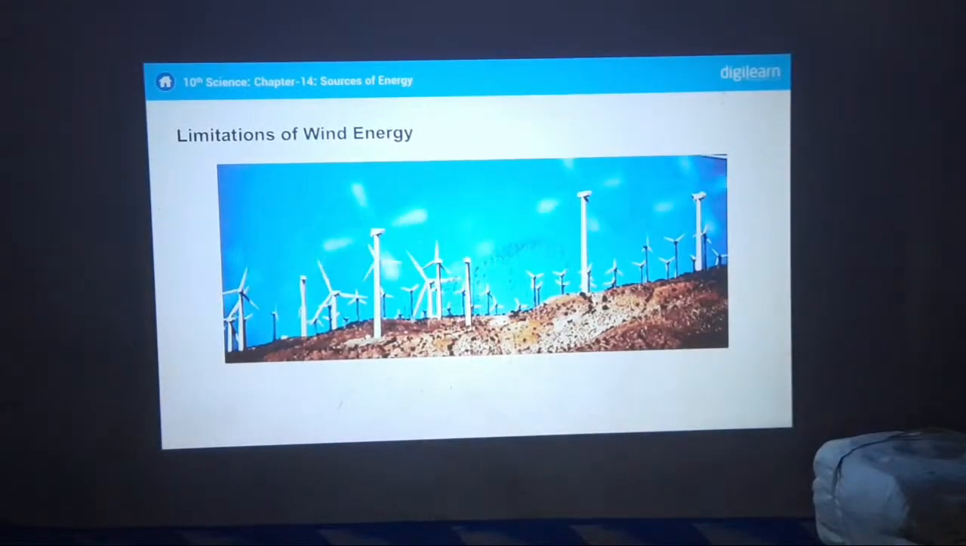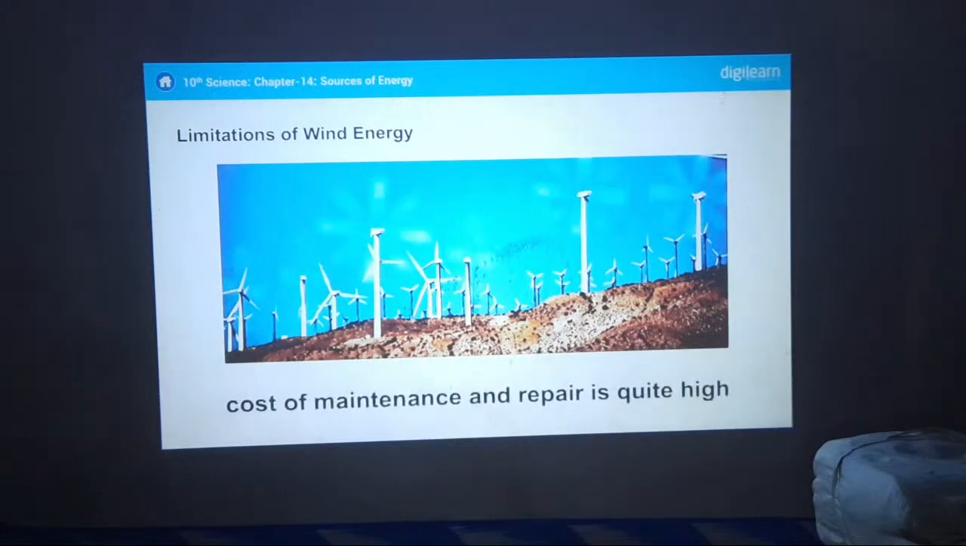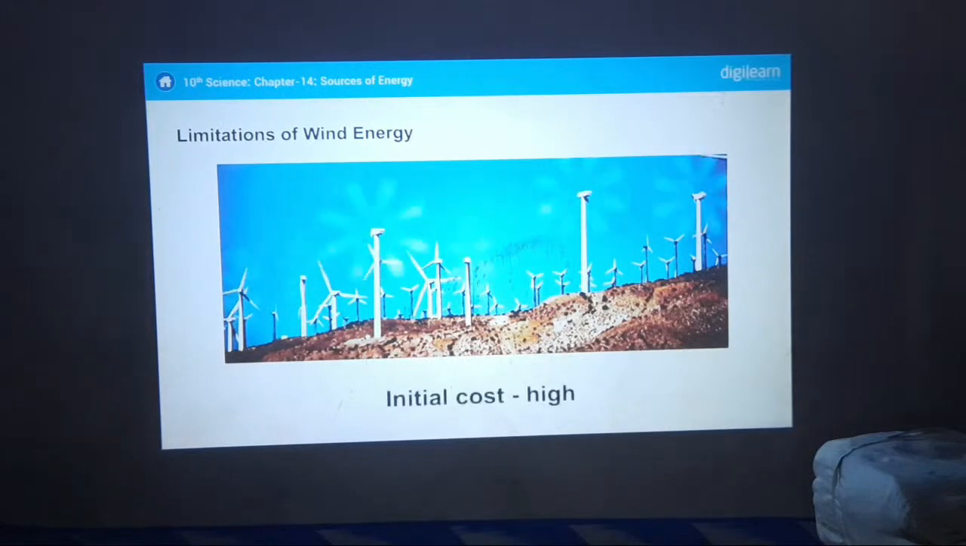Limitations of wind energy. Wind farms can only be established at those places where the wind speed is high enough and is more than 15 km per hour for most parts of the year. Wind farms need to be established on large tracts of land. The fan of the windmill has many moving parts, so cost of maintenance and repair is quite high. The fact that it has to suffer the vagaries of the nature further compounds the problem. Initial cost of establishing a wind farm is very high.